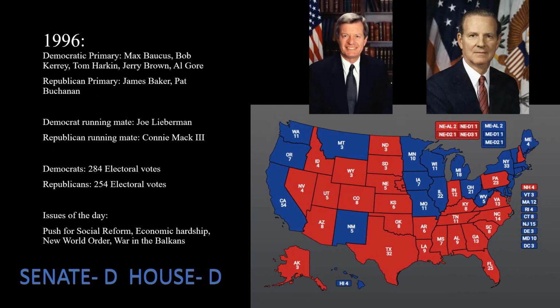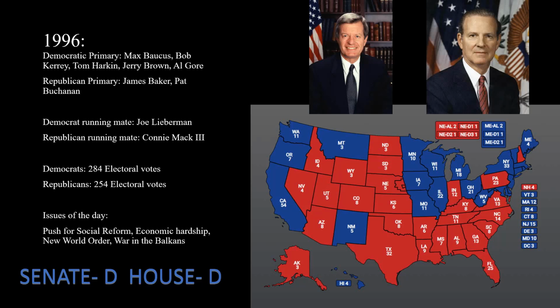In 1996, however, the Democrats are able to take back the White House. They nominate the senator from Montana, Max Baucus. Max Baucus of Montana defeats the U.S. Senators Bob Kerrey of Nebraska, Tom Harkin of Iowa, Al Gore of Tennessee, and the former governor of California, Jerry Brown. James Baker has to put up with Pat Buchanan in the primary, and despite winning every state in the primary, this damages his campaign severely. Max Baucus and Joe Lieberman are sent to the White House, even though it is a narrow victory and Baker wins several important swing states like Pennsylvania and Florida.